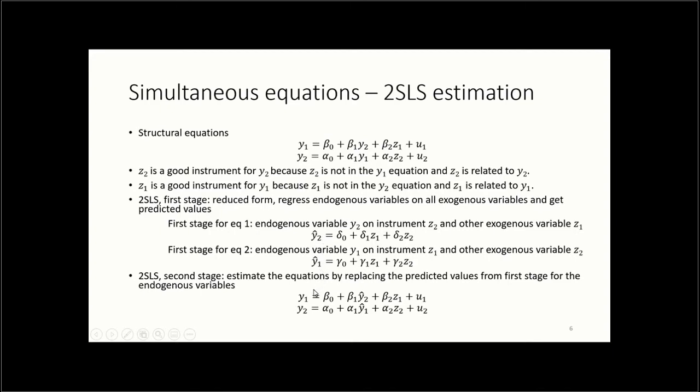And then we would be estimating the equations by replacing y2 and y1 with the predicted values from the first stage here. And that's how the second stage of the two-stage least squares would work. And so again, this is the same procedure as the two-stage least squares for a single equation, only that we're repeating it twice, for each equation.